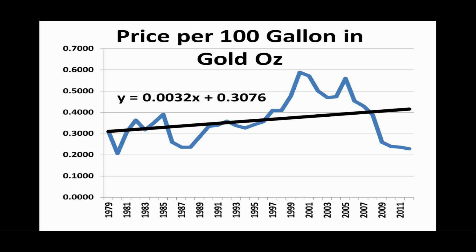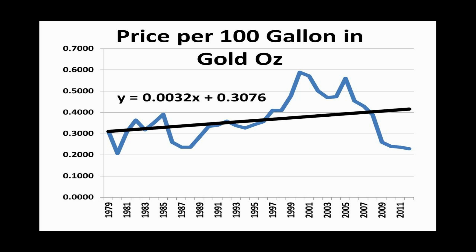So in this one we see the equation for that regression line, which is 0.0032x plus 0.3076. So that means that if in 1979 you wanted to buy 100 gallons of gas, you would have to pay with roughly a third of an ounce of gold. And each year you have to add 0.0032 ounces of gold to keep up with the price of gas in terms of gold. So you can see how it's gone up over the years, but the rate of increase is really small. And that's why the slope for that black line is not that high. It's definitely not a straight line, but it's not going up too fast either.